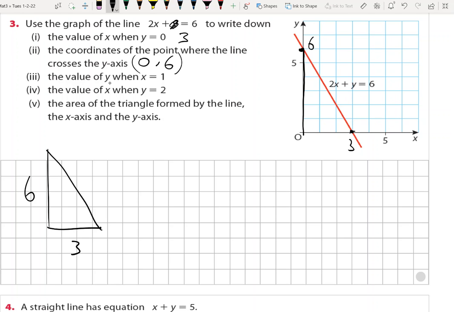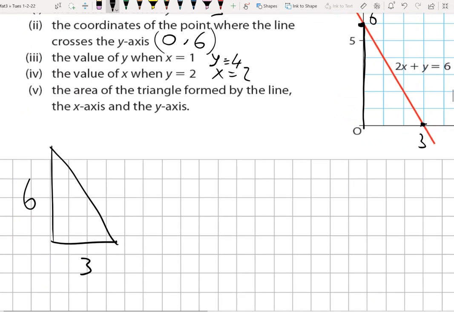The value of y when x is 1, well, this term would become 2. So y would be 4 when you take the 2 away. Hope you can see that. y equals 4. The value of x when y is 2, well, that'll put a 2 here, which will give us 2x is 4, so x will be 2.